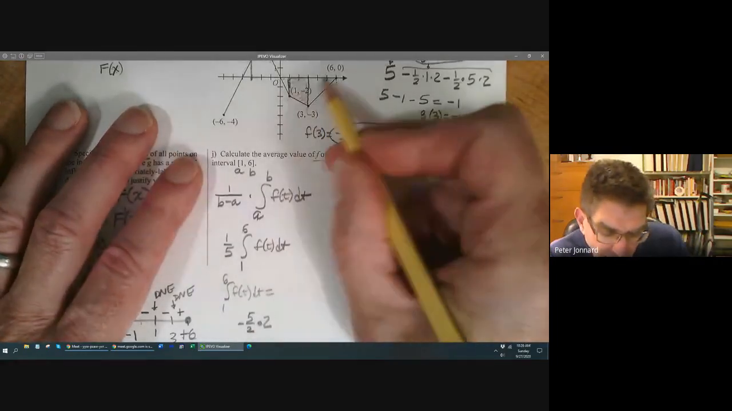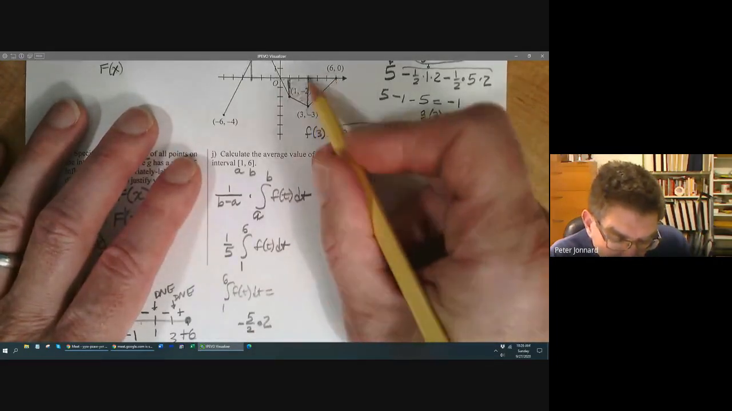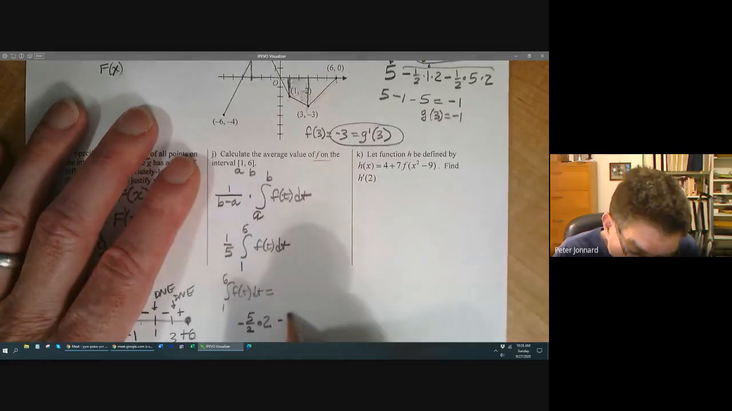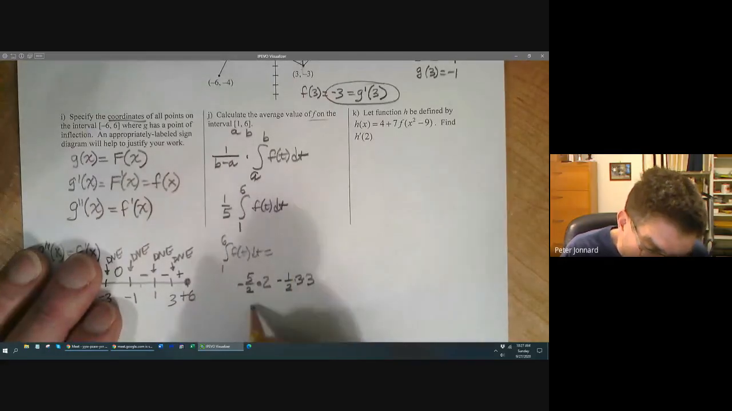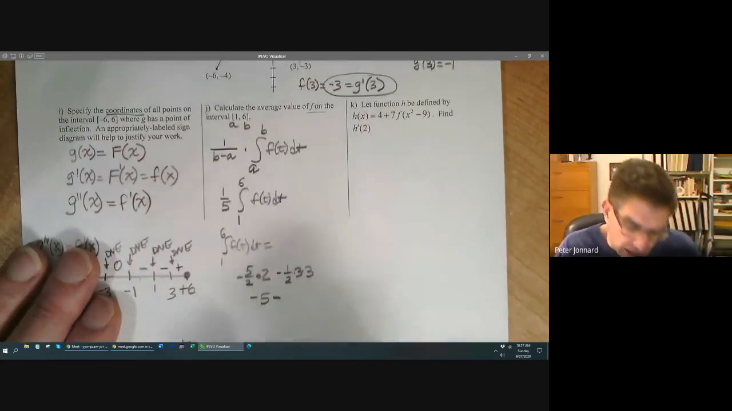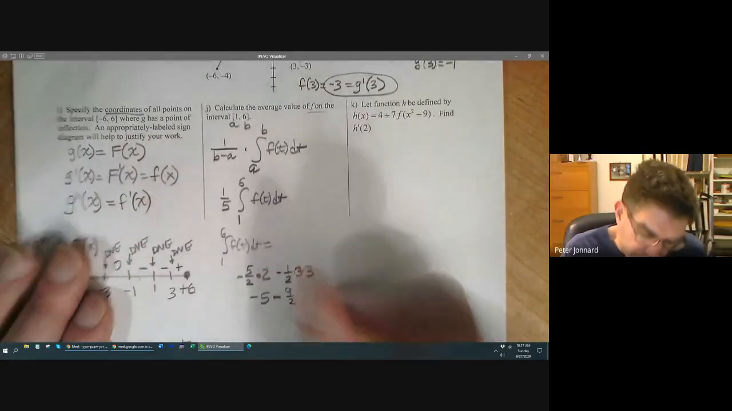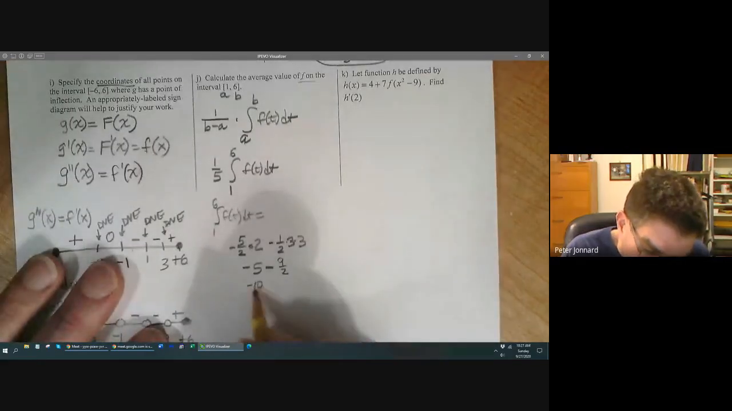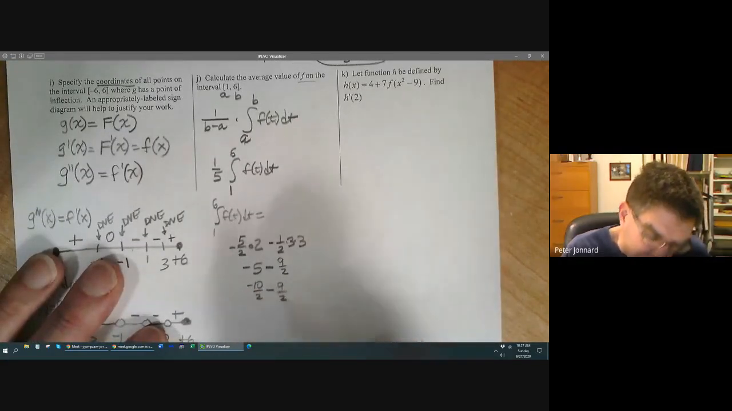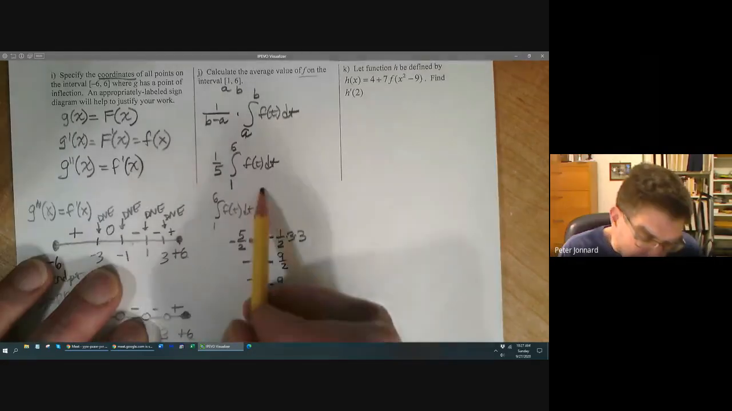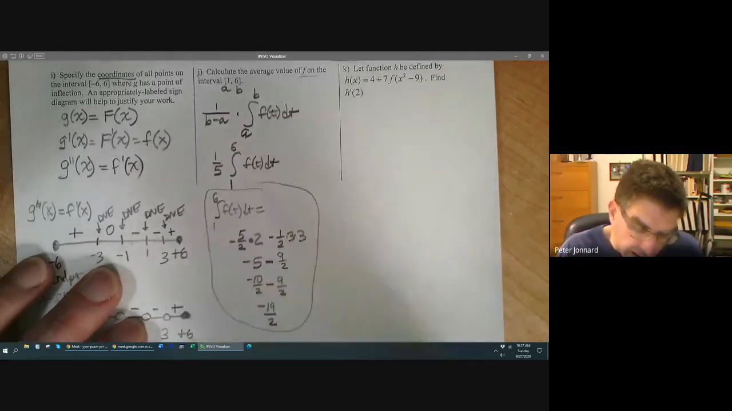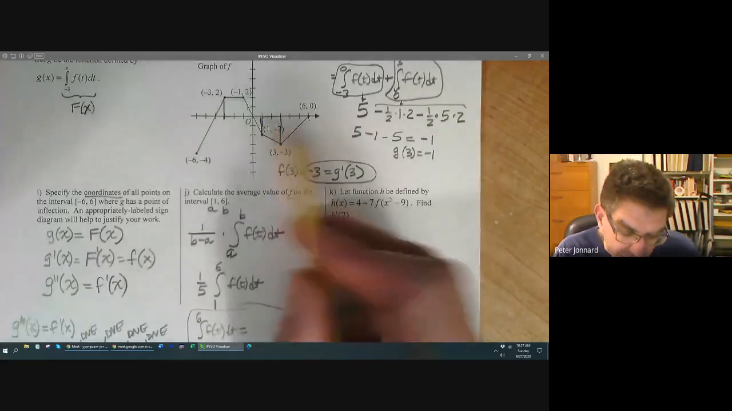Okay. And then the next piece is just a triangle. Base and height are both 3. So minus 1/2 of 3 times 3, like so. So this component here would be negative 5 minus 9 halves, or negative 10 halves minus 9 halves, which would be negative 19 halves. So that's this component here. That area there from here to here, from 1 to 6, is negative 19 halves.